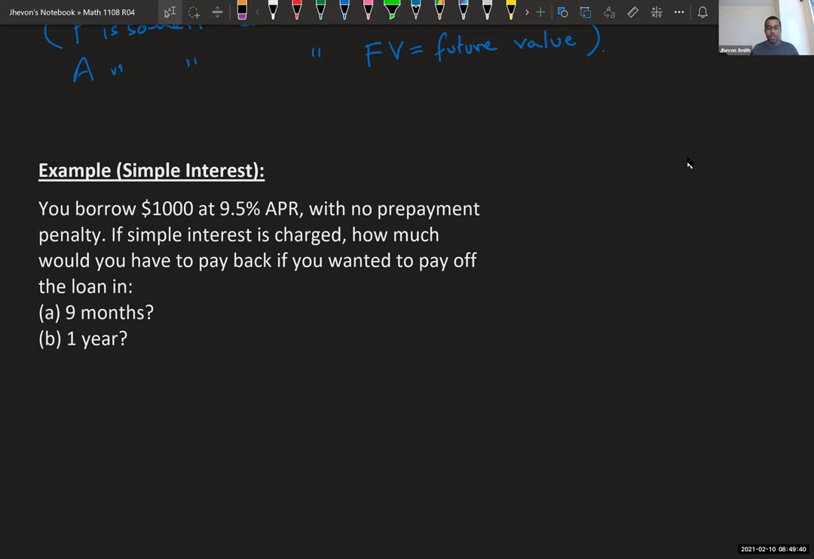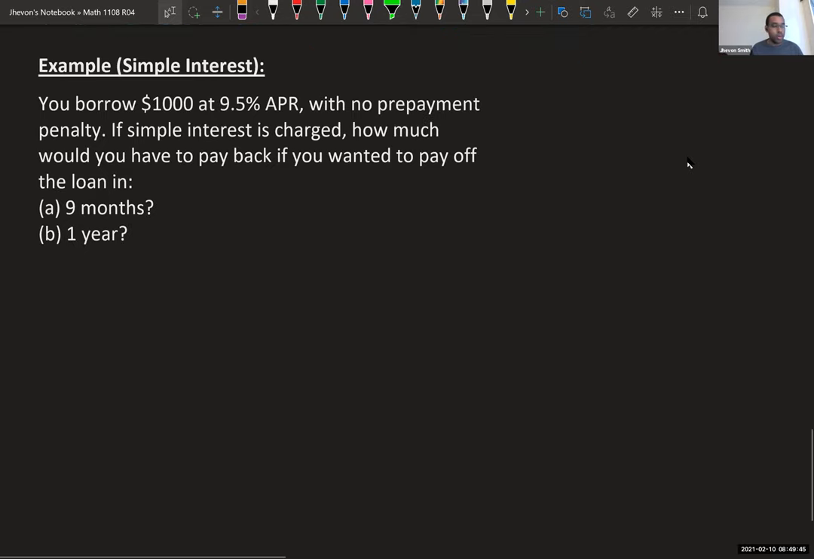Because simple interest is used, as simple as it is, there are some important examples of where simple interest is used. And I'll mention some real world examples.